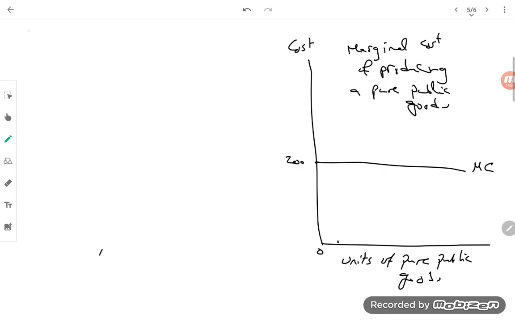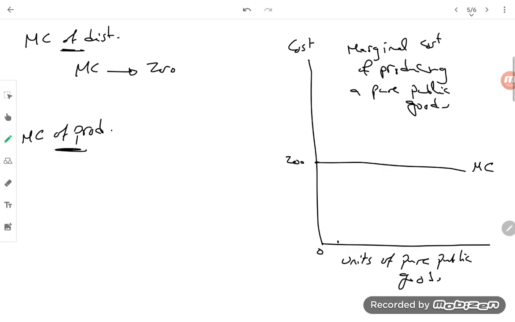So here we have to differentiate between marginal cost of distribution and marginal cost of production. With respect to distribution, the marginal cost for any additional individual who is going to consume the commodity after the first one is zero. While with respect to production, the marginal cost of producing any unit is positive.